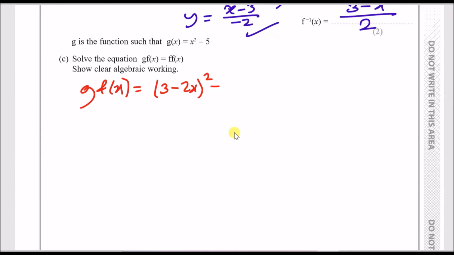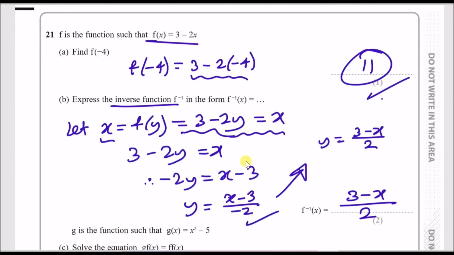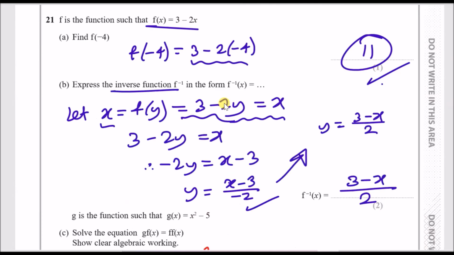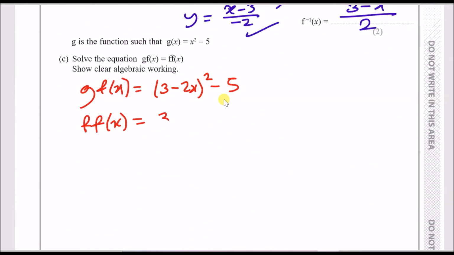Now it's squared, take away 5. As for f(f(x)), that's f in f, so you're putting this function inside the x. So let's copy out the 3 minus 2x part for a second. This is 3 minus 2x, and inside the x, you're going to put 3 minus 2x. It's a bit weird, but that's how it is.